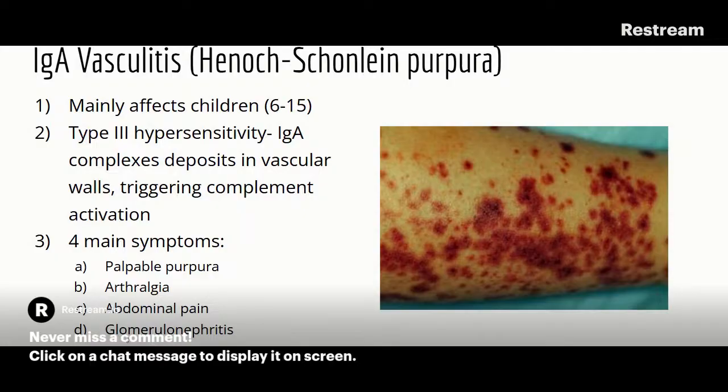Now, there are four main symptoms. You have palpable purpura. You can see here this hemorrhagic, blistery rash, very unpleasant, very distinct. Arthralgia, glomerulonephritis, and abdominal pain. So your kidneys are going to be affected, they're going to have tummy pain, and they're going to have this rash. That's the classic triad, but they might also talk about arthralgia from an exam standpoint.